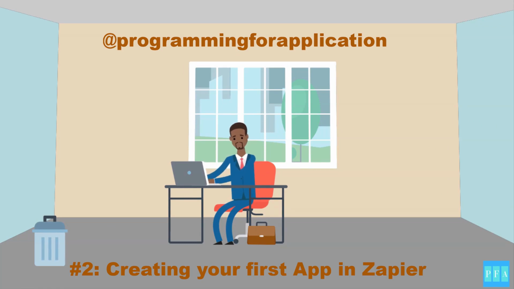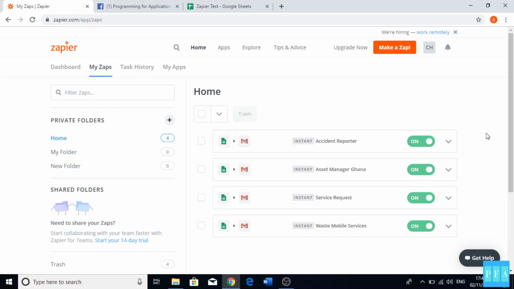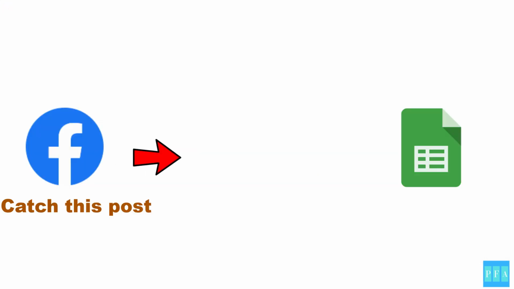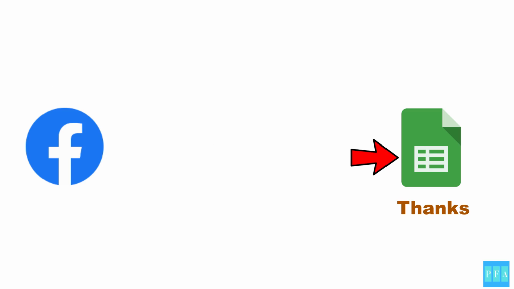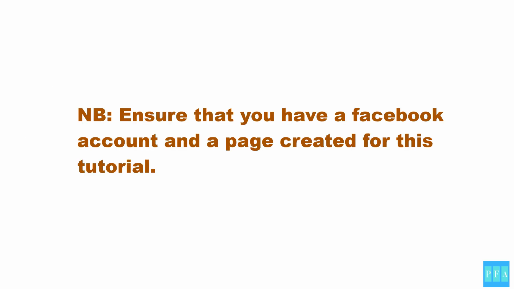Now, in this video, I am going to show you how to create your first Zap. So we are going to use Facebook and Google Sheet. Whenever we post a new message on our Facebook page, the message will be recorded in Google Sheet.